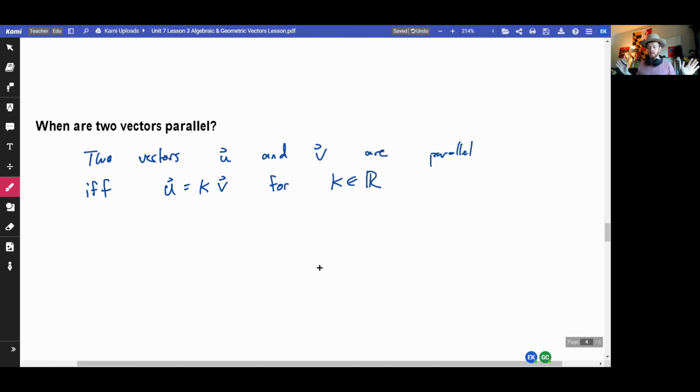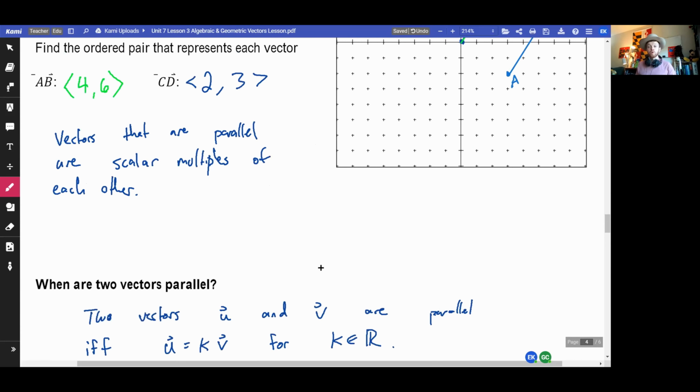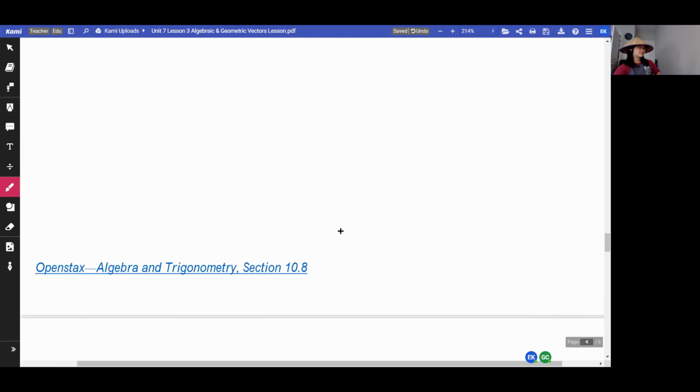Notice there's no hat on the K. There's no arrow on the K. It is a scalar. K is a real one. When are two vectors parallel? When that is the case. Our scalar multiple here is for me 2, for you 1/2, right? Yep. Cool. All right, let's keep going.